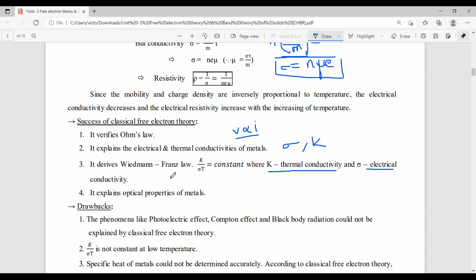And it derives a relation between thermal conductivity and electrical conductivity, the Wiedemann-Franz law. So what is the Wiedemann-Franz law? K by sigma T is equal to a constant. So simply, classical free electron theory gives the relation between thermal conductivity and electrical conductivity by the Wiedemann-Franz law, which is K by sigma T is equal to constant.